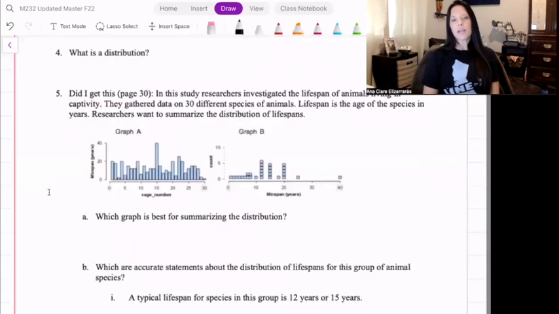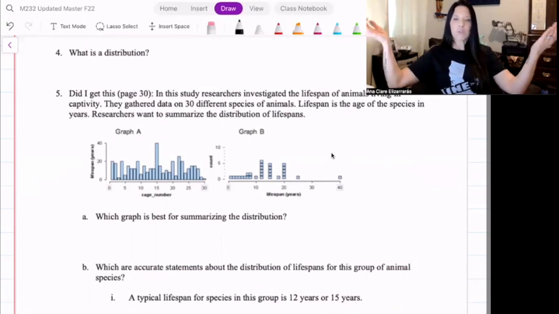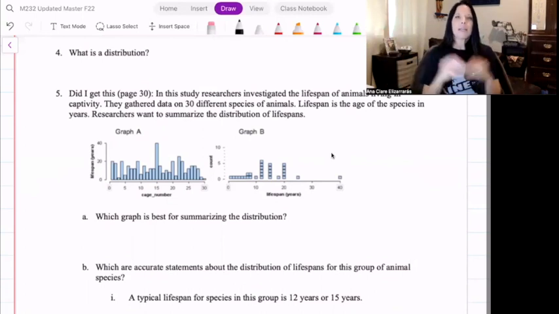Our next question asks us, what is a distribution? When I ask you to describe a distribution, which is something you will be asked, I'll give you a distribution. What's a distribution? It is the collection of data for a specific variable.